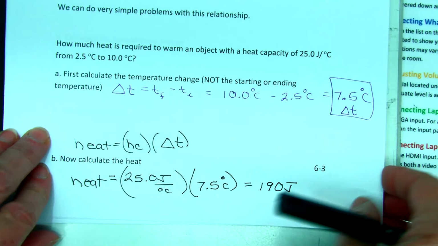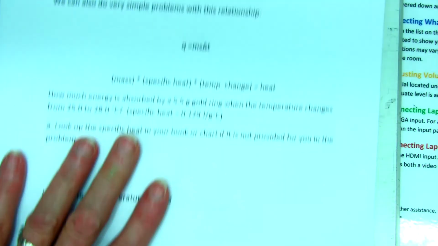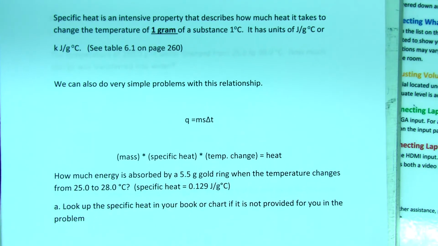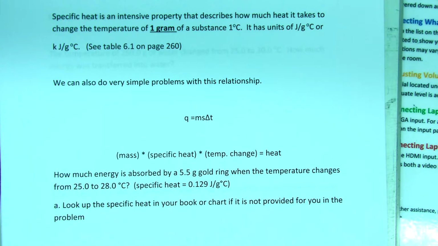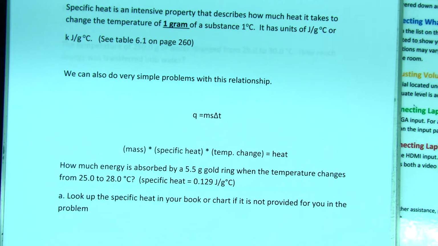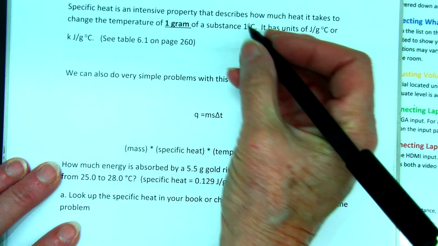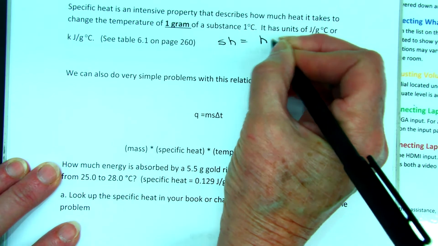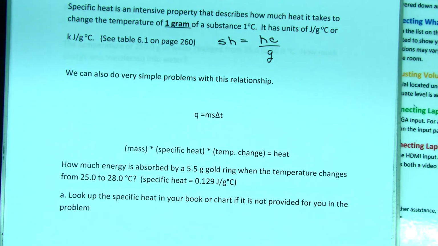Now, if we look on the next page, we find something that's a little bit more useful for us in a lot of situations. Heat capacity is extensive. It depends on size of the sample. So if you're trying to compare data between laboratories or between experiments, it's much harder because you can have different size samples. Specific heat is intensive. That means it's independent of size. So it describes how much heat it takes to change the temperature of 1 gram of substance 1 degree. You could think of specific heat as heat capacity per gram, is kind of what we're saying.